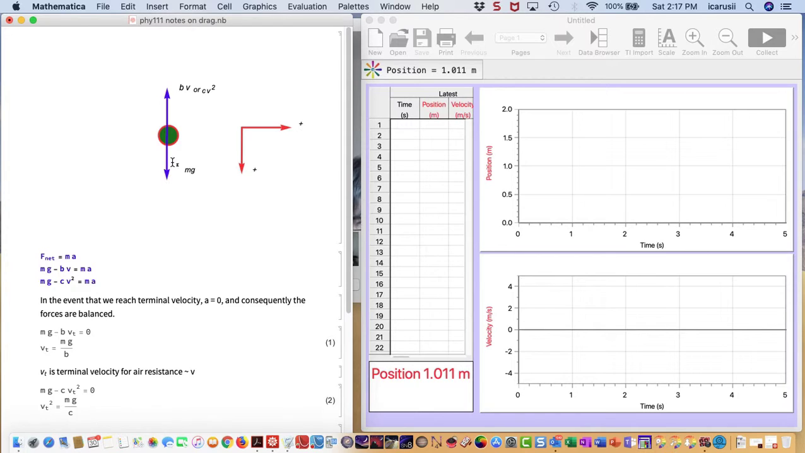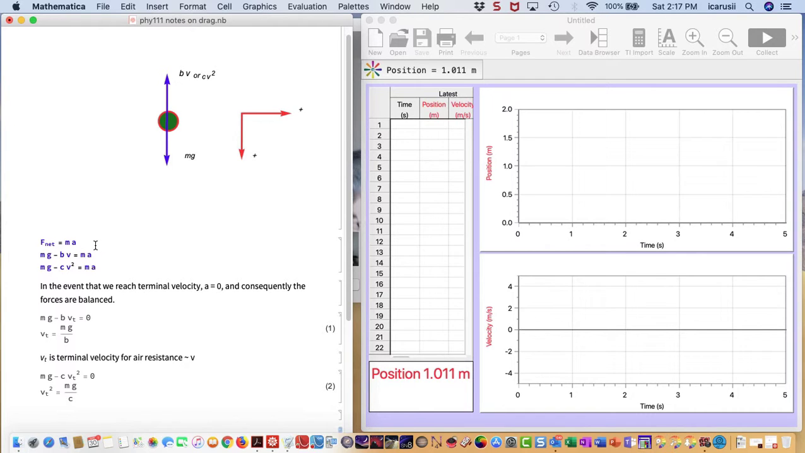That's an obvious one. But what is not obvious and what sometimes can cause trouble in analysis is this air resistance force, which can be either proportional to the velocity or proportional to the square of the velocity. So I've written these two expressions here in my free body diagram.